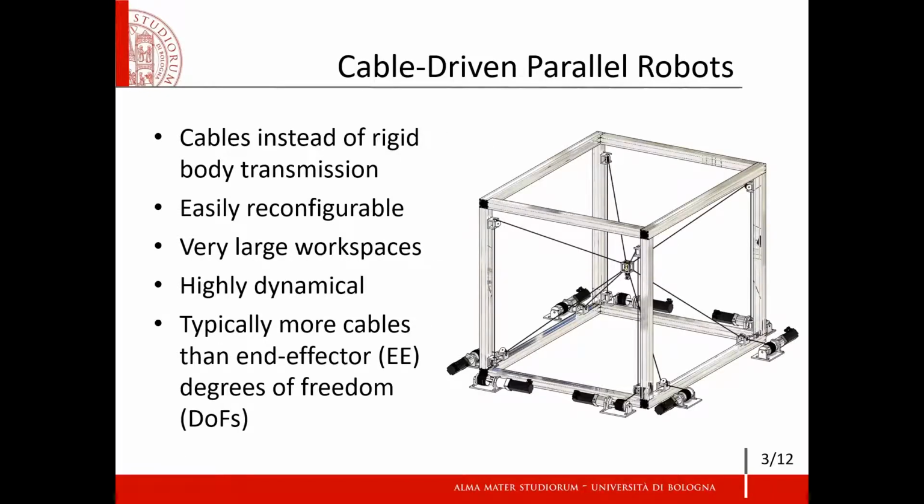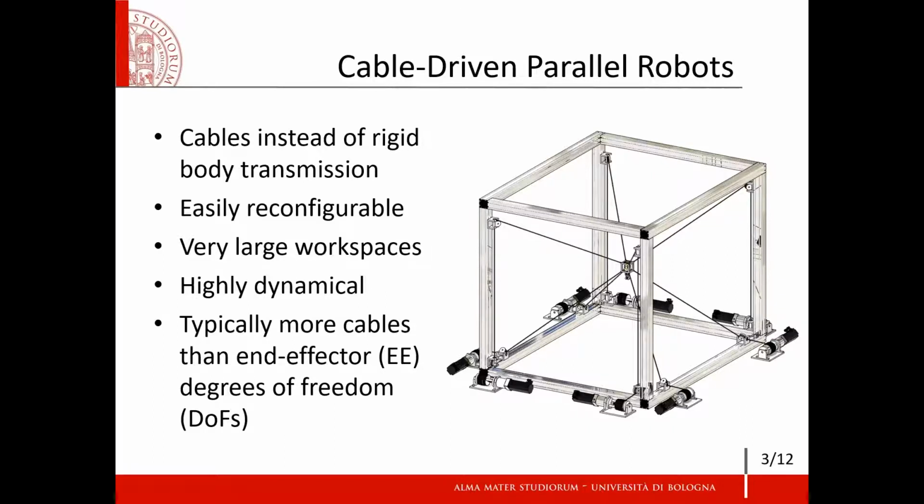Cable-driven parallel robots are a class of manipulator which employs cables instead of rigid body transmission in order to move an end effector in space. Since long cables can be wrapped on winches and can be routed through pulleys, their mechanical structure is quite simple. They can be reconfigured by moving the pulleys, and their workspace is limited only by the amount of cable a winch can grab.